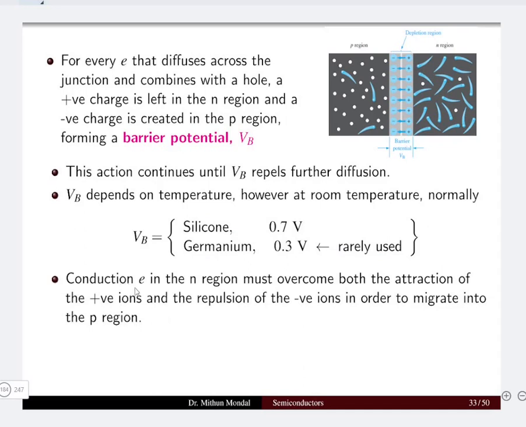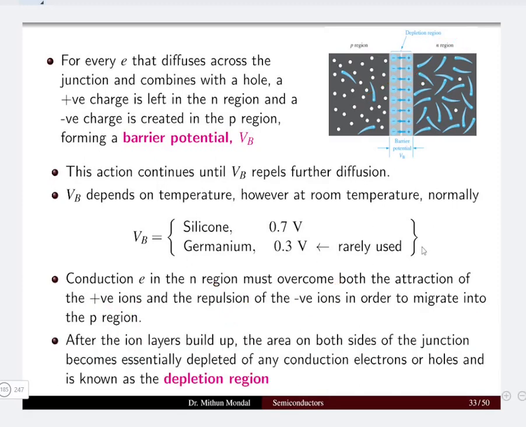So the conduction electrons in the N region must overcome both the attraction of the positive ions and the repulsion of the negative ions in order to migrate into the P region. So if you see here in the N region, we have the electrons which are moving. They will be overcoming both the attraction of the positive regions and the repulsion of the negative regions, and then they will be migrating into the P region.